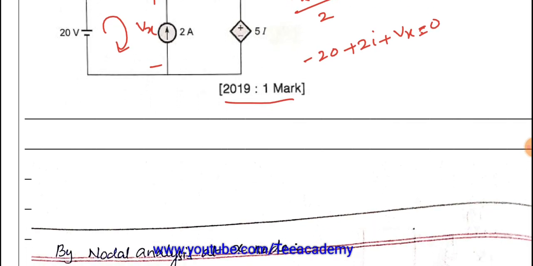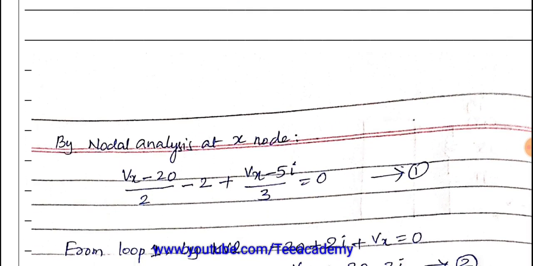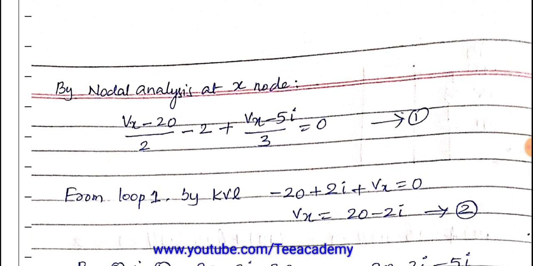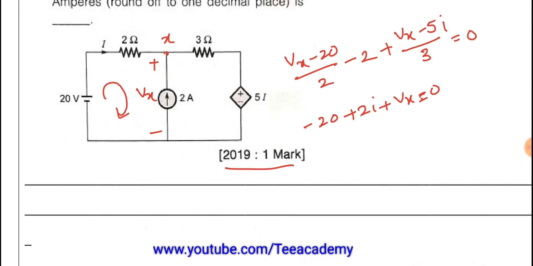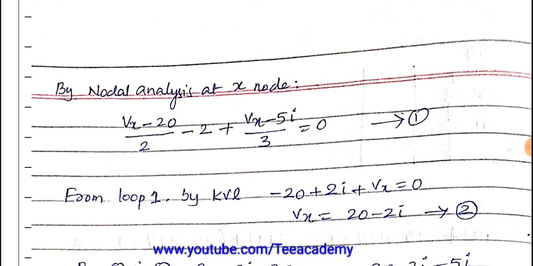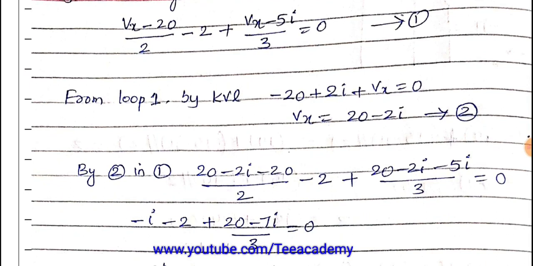I have written the same equations here. Node analysis: (Vx minus 20) by 2 minus 2 plus (Vx minus 5i) by 3 is equal to 0. By applying KVL in this loop, I have written the equation minus 20 plus 2i plus Vx is equal to 0. So substituting equation 2 in 1, here I will substitute the value of Vx.